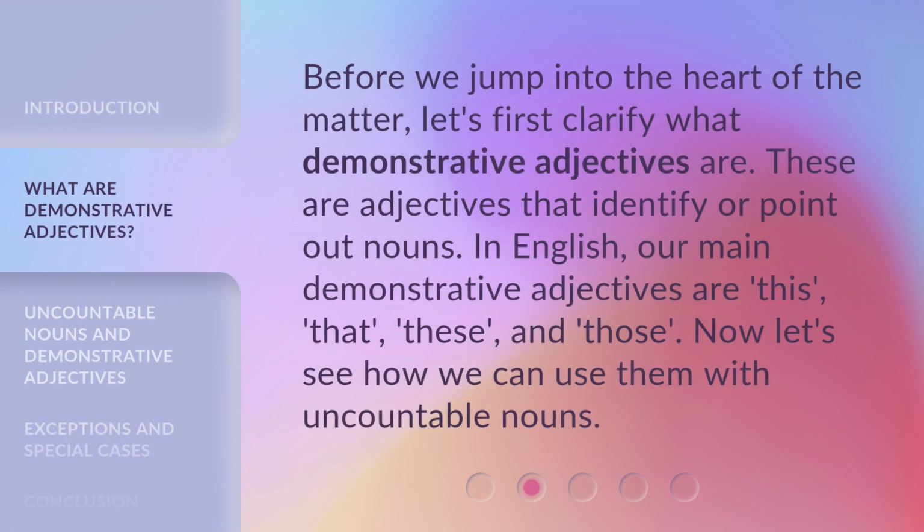Before we jump into the heart of the matter, let's first clarify what demonstrative adjectives are. These are adjectives that identify or point out nouns. In English, our main demonstrative adjectives are this, that, these, and those. Now let's see how we can use them with uncountable nouns.